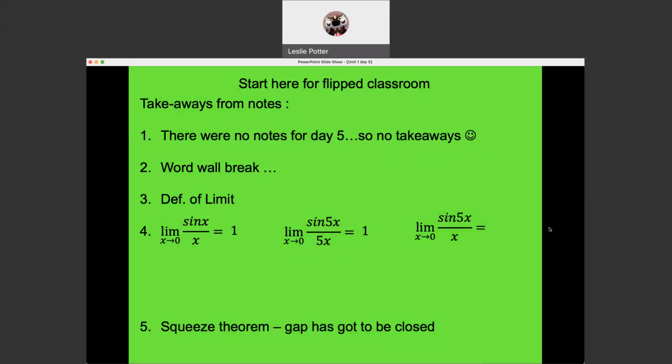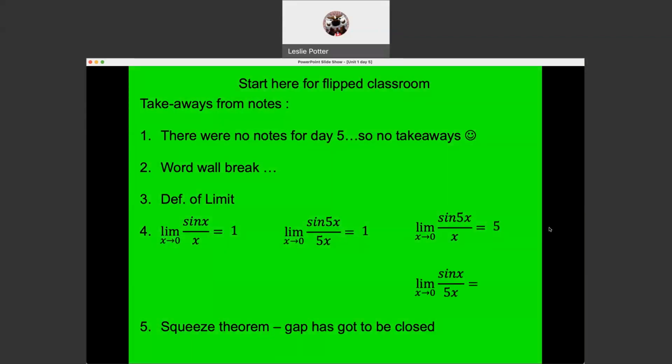Sine of 5x over x. Anyone want to venture a guess? It's 5, exactly, right? We have an imbalance in the numerator. Sine of x over 5x. 1/5. Yep. Okay, so it's still a ratio of those 2 coefficients in front of the x. Okay, and we'll get more comfortable with that as time goes on.